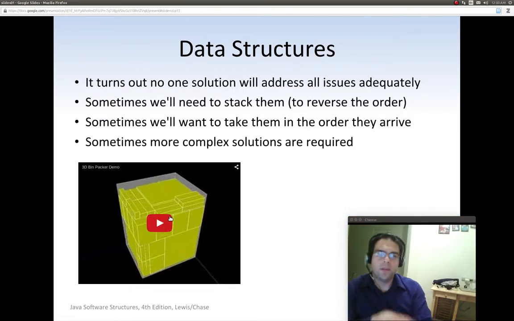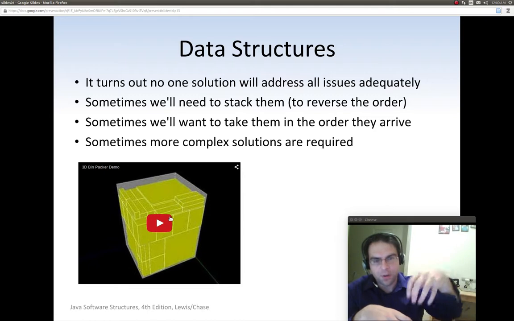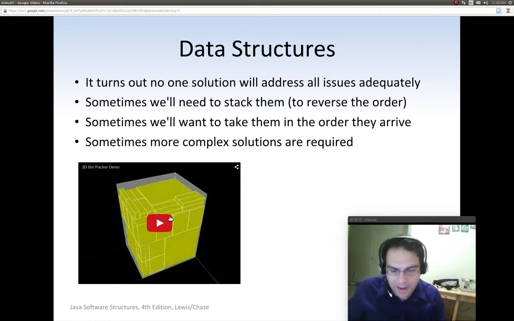But it turns out there's no one solution that addresses all the issues adequately. Like I said, sometimes if you stack them, it reverses the order that you unload them. Sometimes you want to just take them in the order that you arrive because you need to get them on the ship quickly, and maybe you'll have more time to unload them, or somebody else is paying for it. And sometimes, more complex, there's so many things going on that a really complex solution might be required.